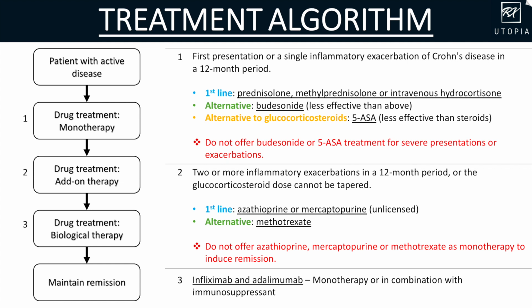In patients with distal ileal, ileocecal or right-sided colonic disease, in whom a conventional corticosteroid is unsuitable or contraindicated, budesonide may be considered. Budesonide is less effective but may cause fewer side effects than other corticosteroids, as systemic exposure is limited. Aminosalicylates such as sulfasalazine and mesalazine are an alternative option in these patients. They are less effective than a corticosteroid or budesonide, but may be preferred because they have fewer side effects. Aminosalicylates and budesonide are not appropriate for severe presentations or exacerbations.